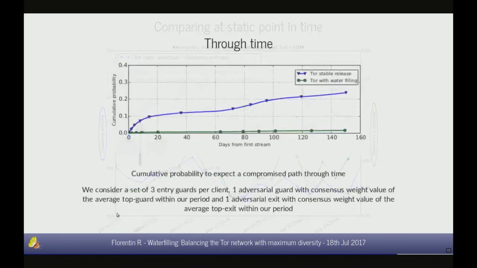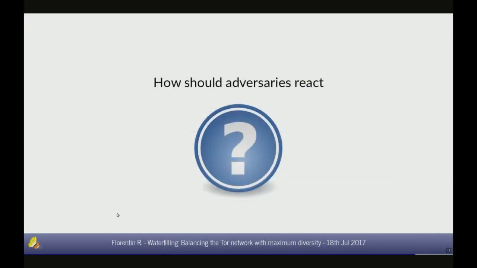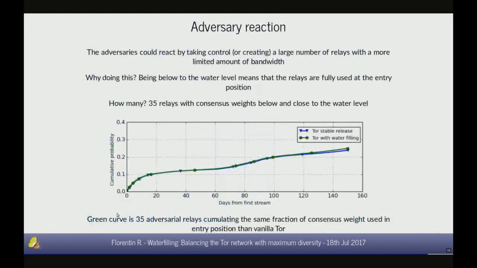Through time, we have done some simulation assuming that the top guards and the top exits were compromised. And since we cut the top guards, this is the result we could expect. So top relays are no more a threat to anonymity. But the real question is more this one: how should an adversary react to this new path selection? In fact, what they can do is taking control or creating a large number of relays, but with a more limited amount of resources. So why?